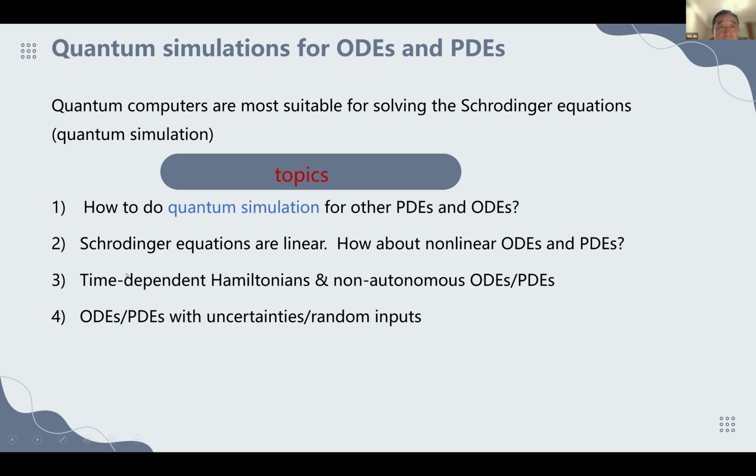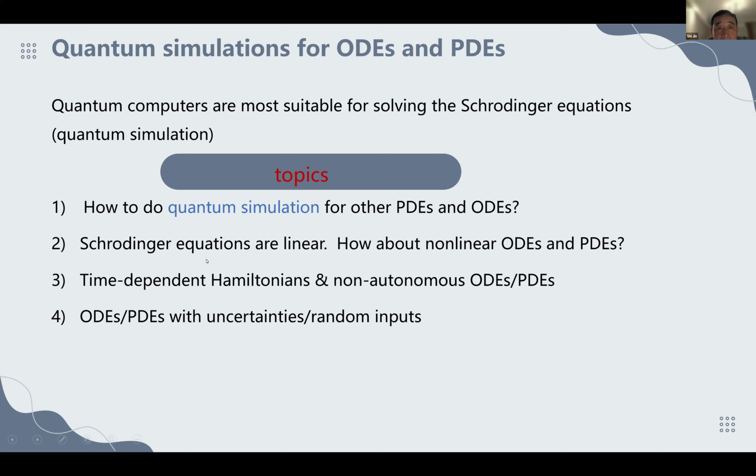All right, so now we ask the following questions. Number one, can you do quantum simulation for other PDEs and ODEs? They are not Schrodinger. So here we just classify two types of equations, either Schrodinger or non-Schrodinger. Can you do quantum simulation on non-Schrodinger equations?